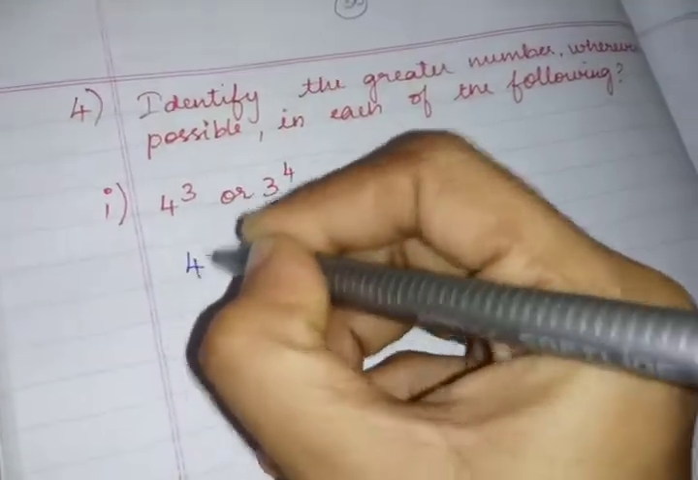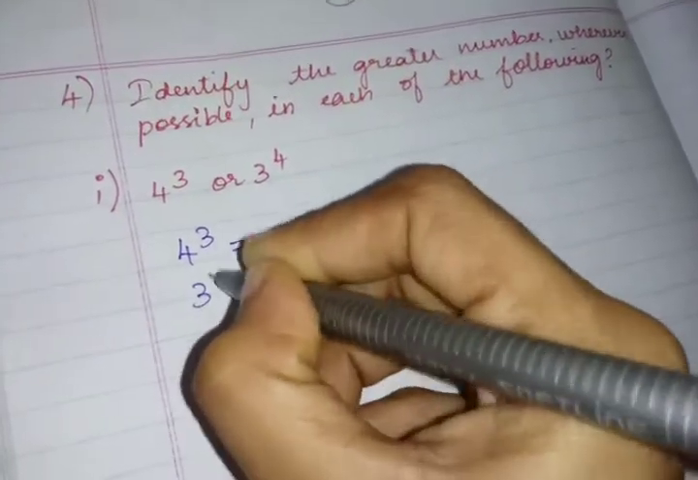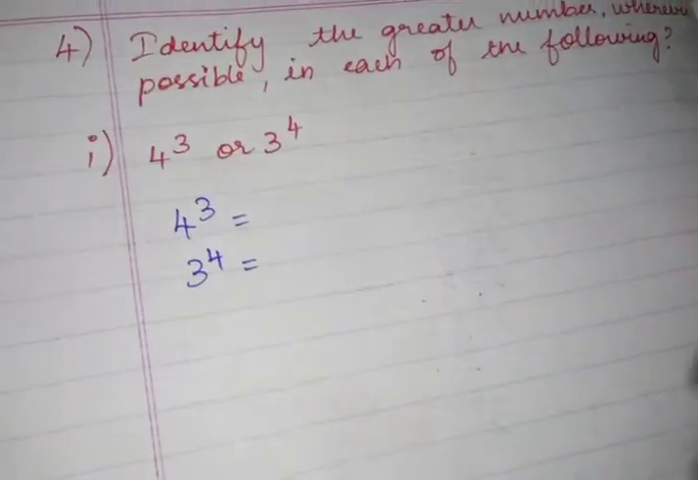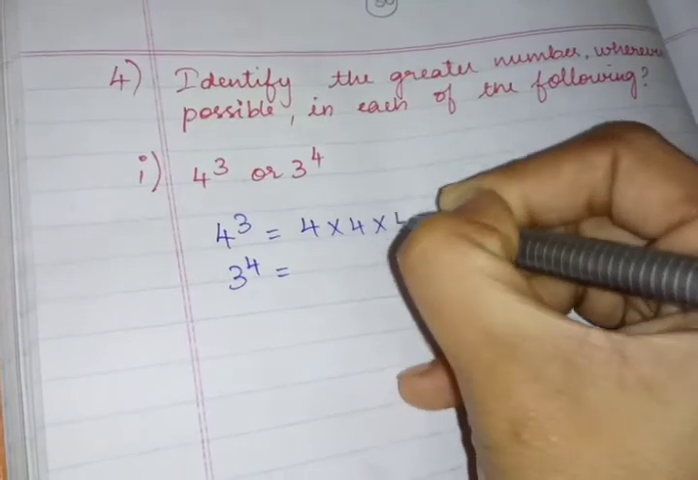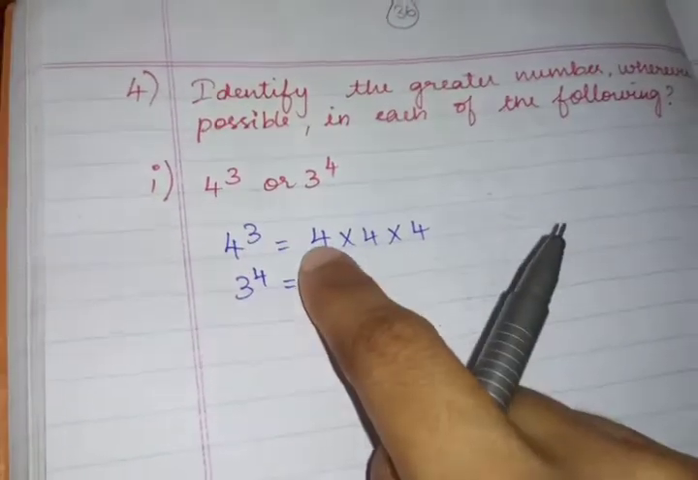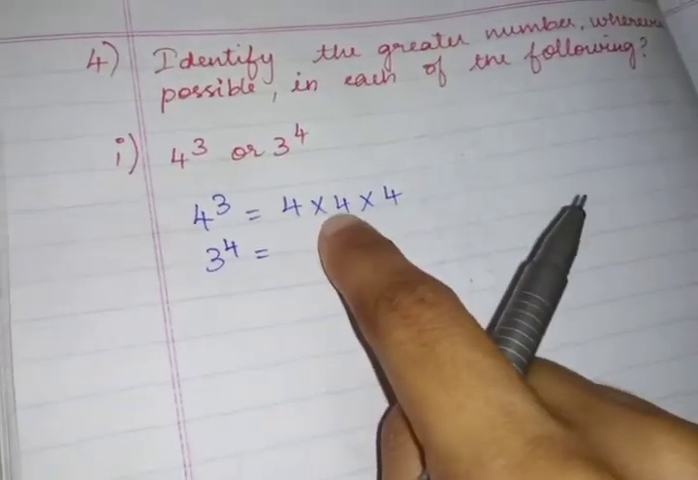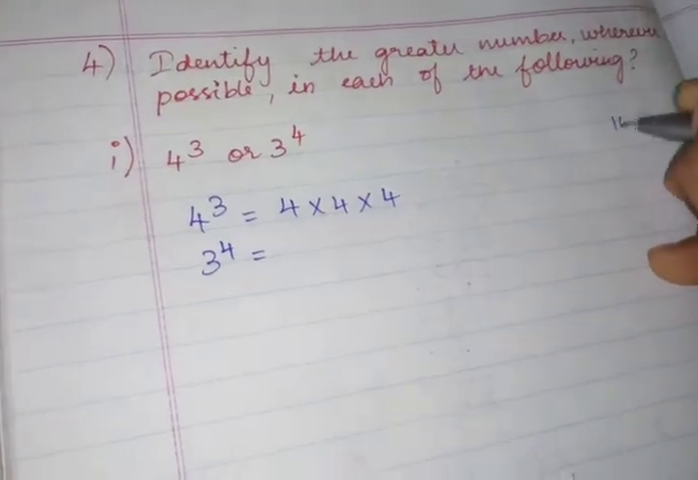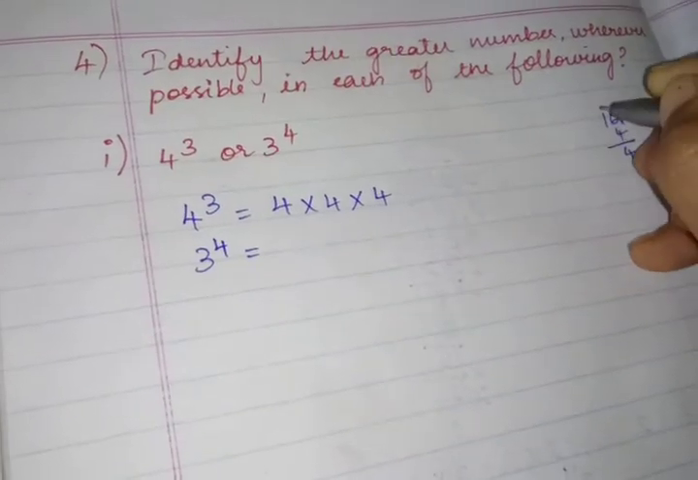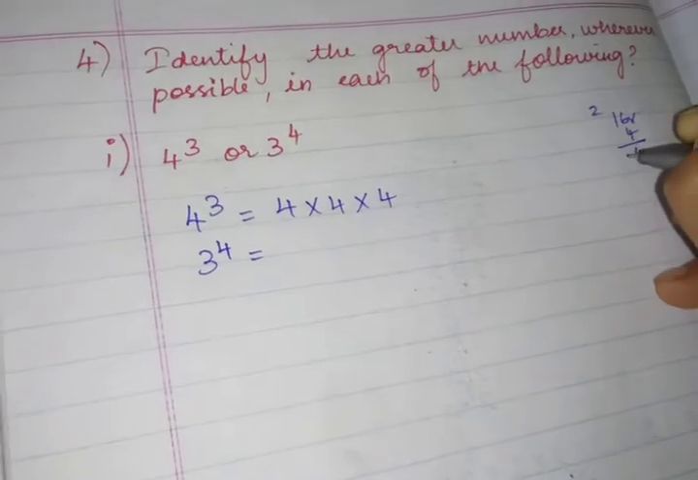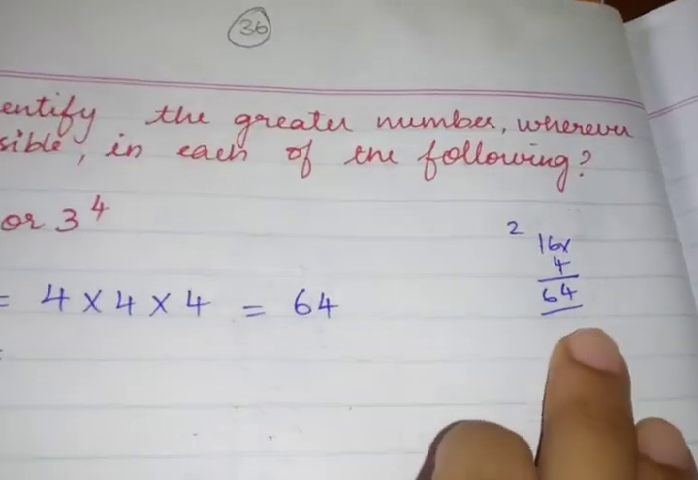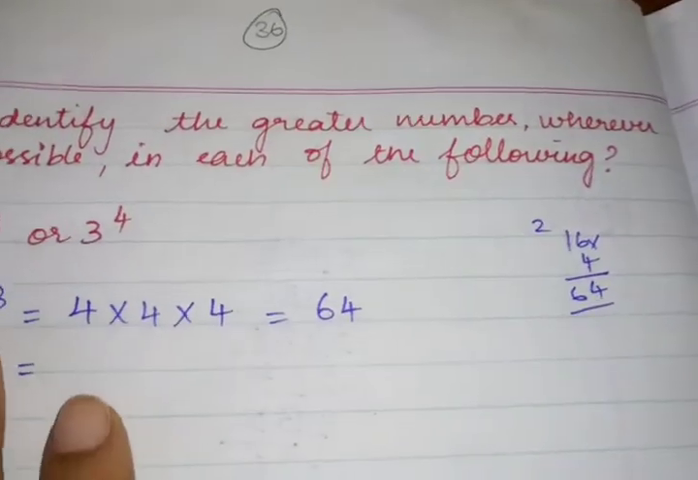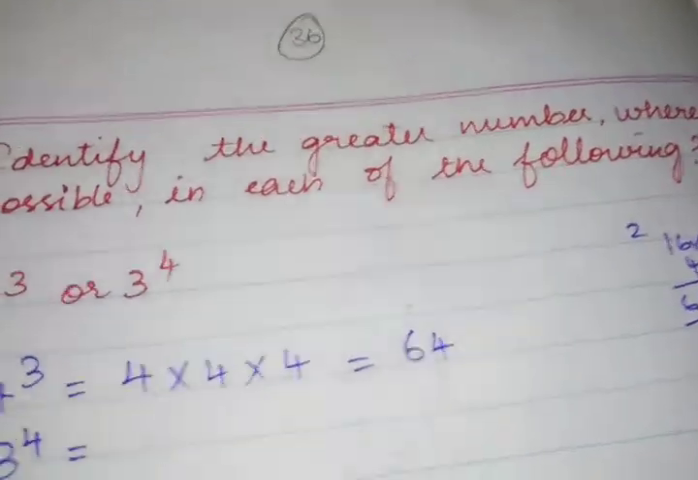So 4 cube can be converted, then 3 power 4 can be converted. 4 cube can be written as 4 into 4 into 4, right? 4 4s are 16, 16 4s are 64. So the 4 cube answer is 64, children.